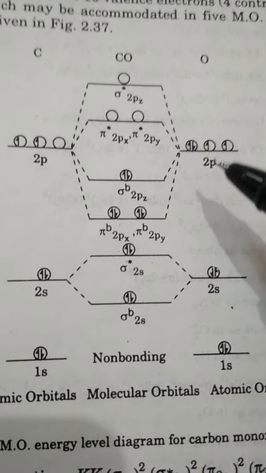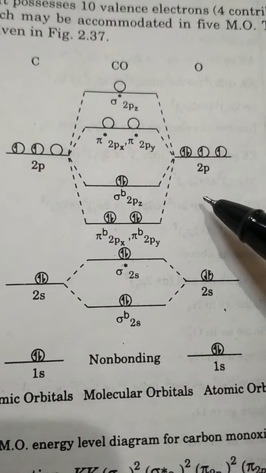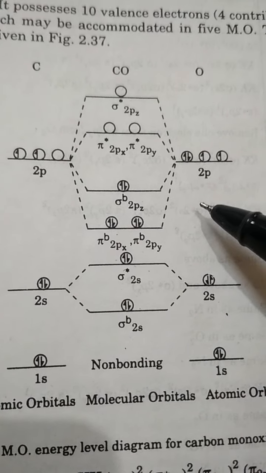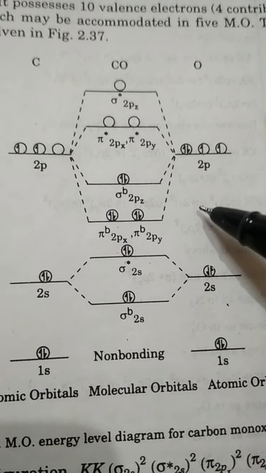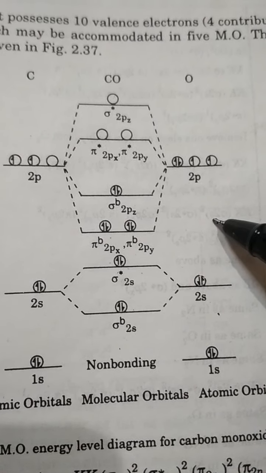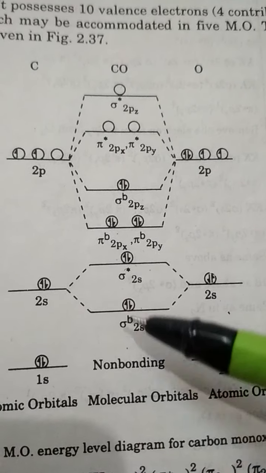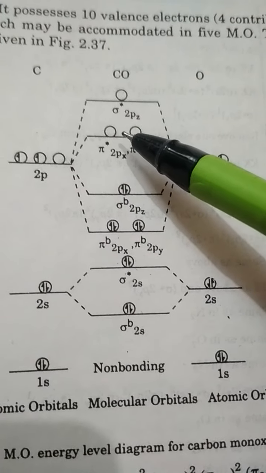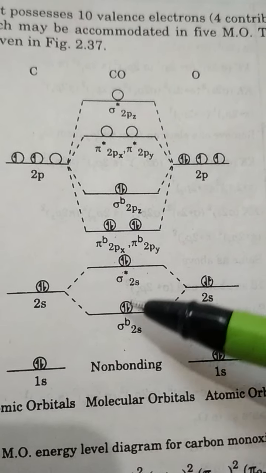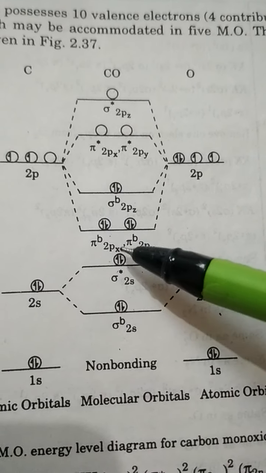Now we can discuss the stability of CO. Is it stable or not? Because the bond order of CO is 3, it is highly stable and its bond dissociation energy is very high. Now the magnetic property: as you can see here, there is no unpaired electron in the molecular orbitals. All electrons are paired, so it shows diamagnetic nature.